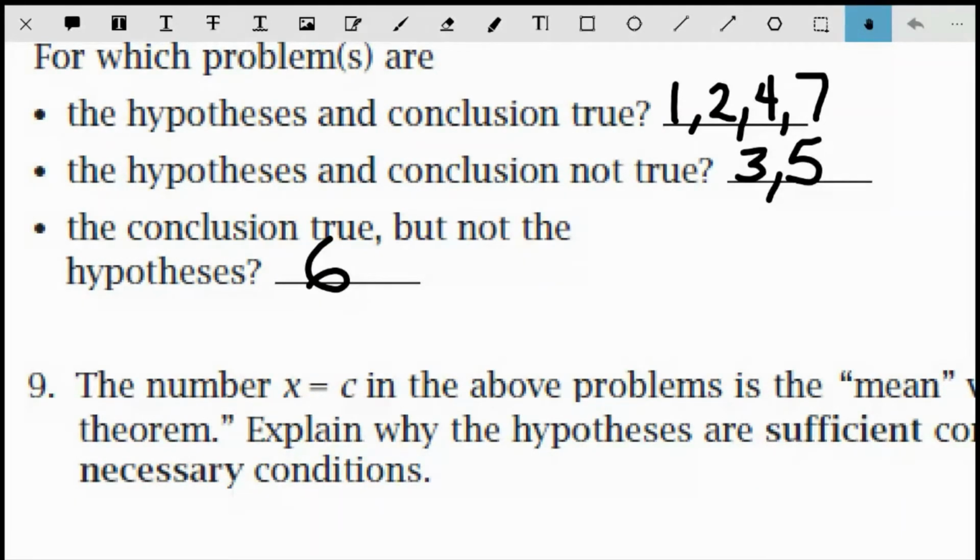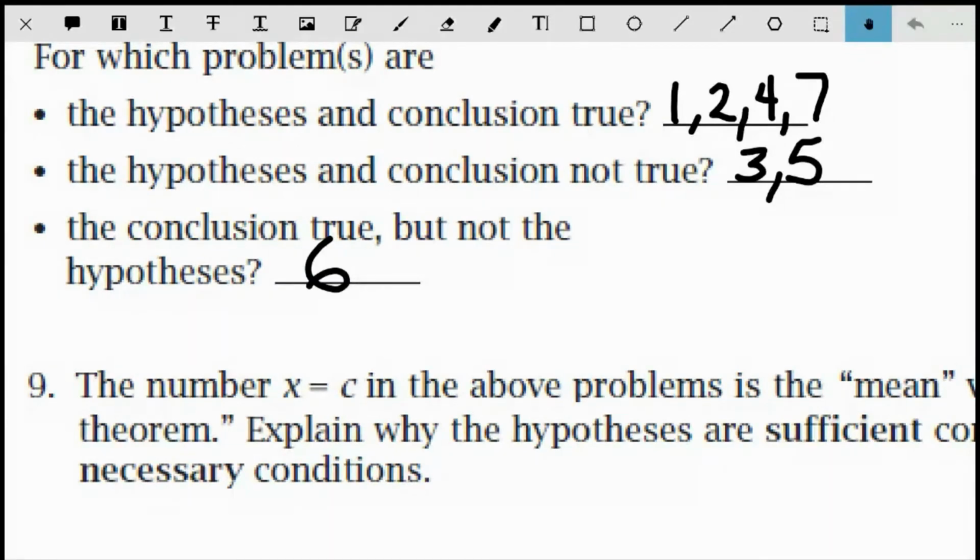So the next one says the hypothesis and the conclusion were both not true. So either the function wasn't continuous or not differentiable, and we didn't have the slope of the tangent line equal to the slope of the secant line. That happened on problems 3 and 5. And then the last one says the conclusion was true, but not the hypothesis.